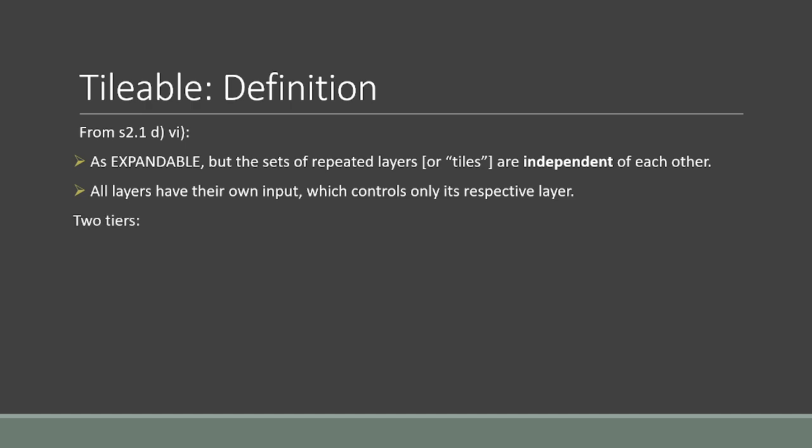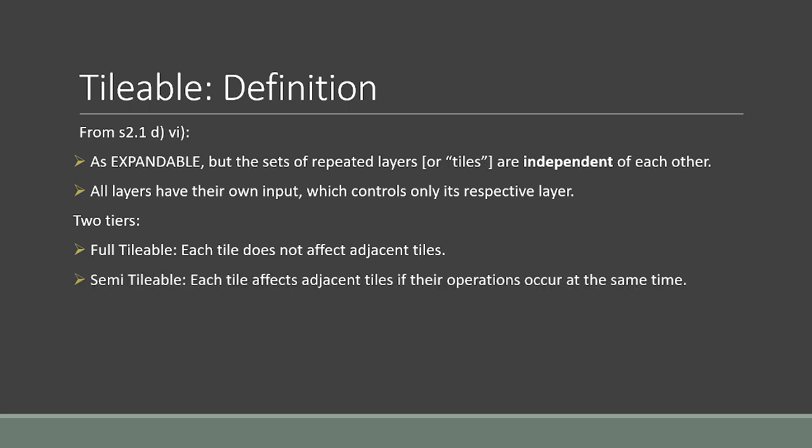Now, for tileable, there's also two tiers actually, although people often overlook it. The first tier is full tileable. It states that each tile does not affect adjacent tiles. Now, in contrast, is semi-tileable. But then what does it actually mean? Well, each tile affects adjacent tiles if their operations occur at the same time. And yeah, so you see the difference between full tileable and semi-tileable.